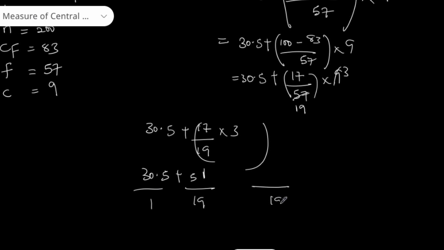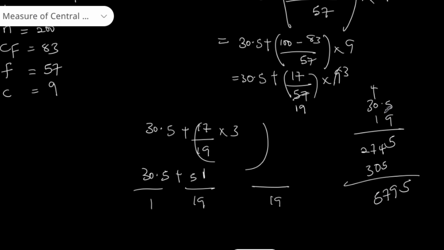I mean, this is over 1. We can take the LCM, which is 19. 1 times 19 is 19. 30.5 times 19. 9 times 5 is 45, remainder 4. 9 times 0 is 0 plus 4 is 4. So 9 times 3 is 27. 1 times 5 is 5. 1 times 0 is 0. 1 times 3 is 3. We have 5, 9, 7, 5. We have 1 decimal point, so this gives us 579.5 plus 51 over 19. If you add 51 to this, you get 0.5, 0, 3, and then 5.